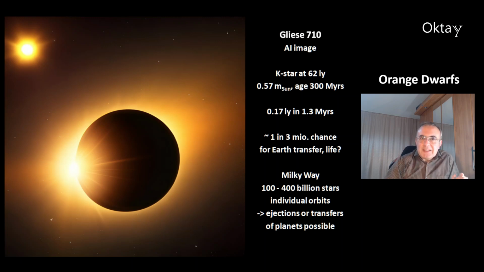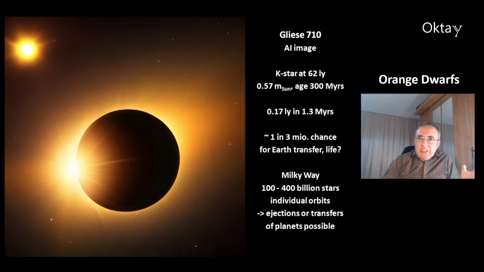A number of astronomers estimated that there's a 1 in 3 million chance for Earth's transfer to this star. So this Gliese 710 could take the Earth away from the solar system. What would that mean for life? If Earth ended up in the habitable zone of this Gliese 710 K star, that would be beneficial for life because this K star has a much longer main sequence lifetime than the Sun. So 1 in 3 million means that it's probably not going to happen.